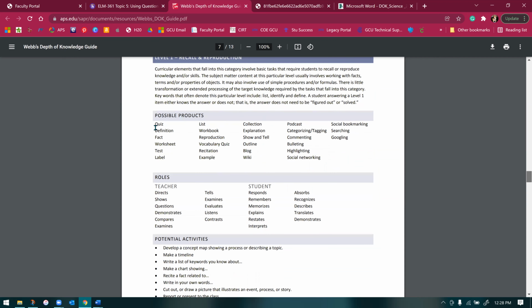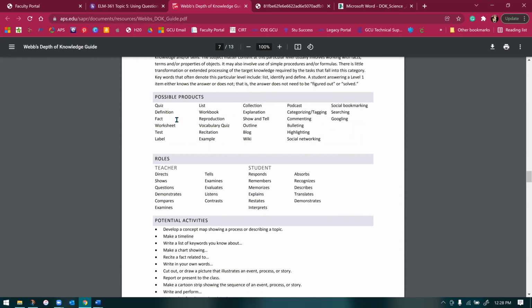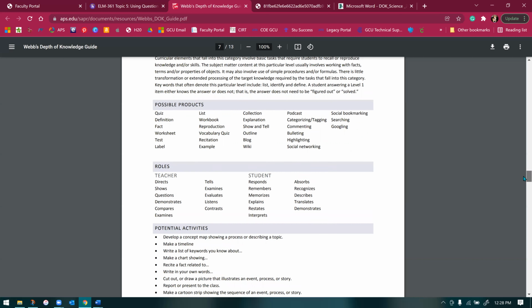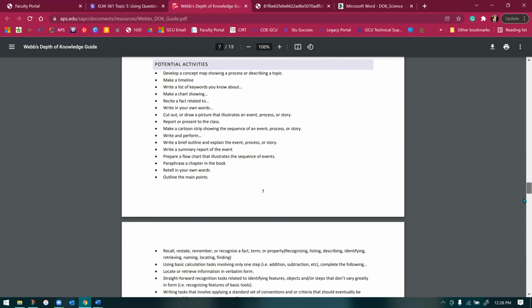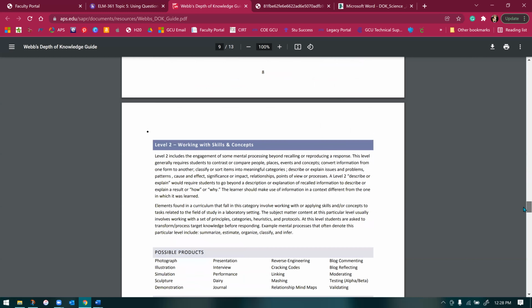So it tells you things that students could do, good verbs or products that students might do. So they might just give a definition, or they might just give an example of something. It's just very basic. You can see what the teacher's role is. You're showing, you're demonstrating, you're telling, and the student's just responding, explaining or describing something. And then they give you some potential activities that would fall as a level 1. You're not developing activities, you are developing questions.